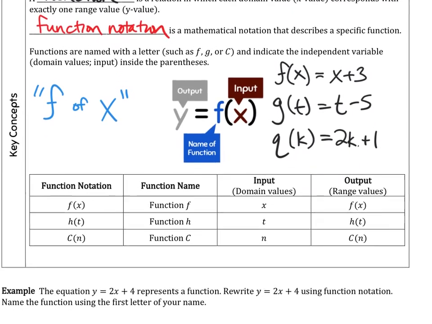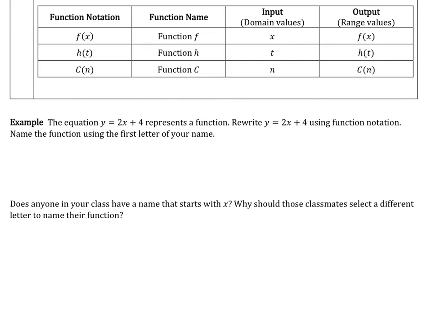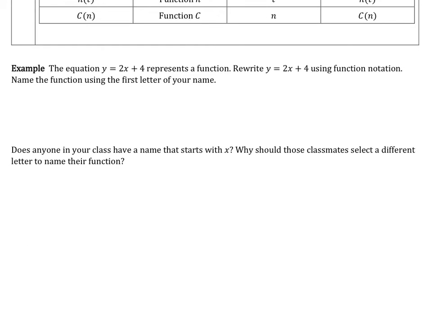Okay, so here's a few examples for you. You've got f of x, h of t, c of n, where they have the name of the function, what's being plugged in, and what we get out of it. Let's try rewriting some things in function notation. So we have this equation, let's highlight it. Y equals 2x plus 4. That represents a function. I want you to rewrite y equals 2x plus 4 using function notation. And you can be selfish for a second. Name the function using the first letter of your name.